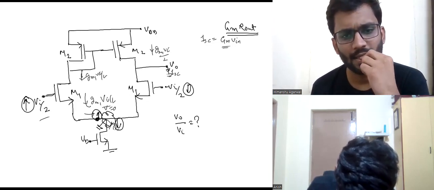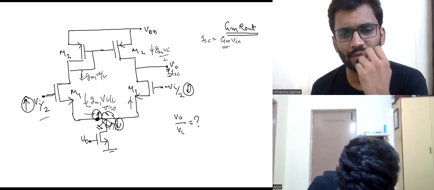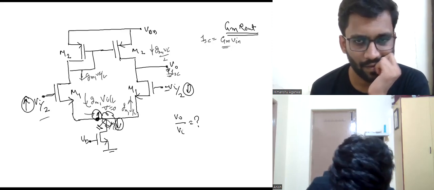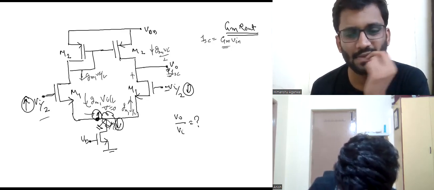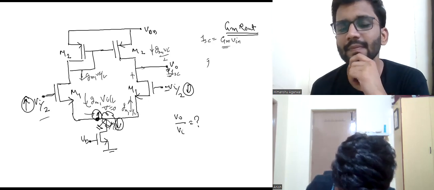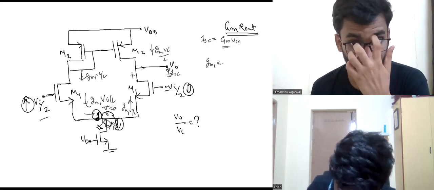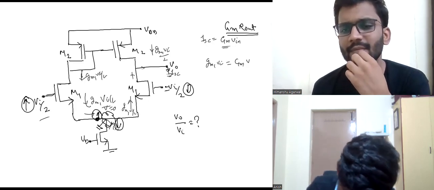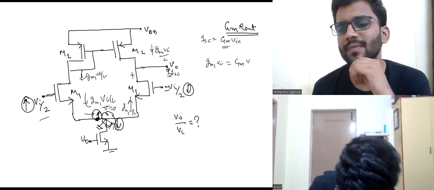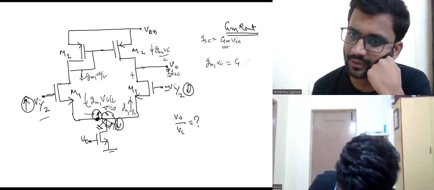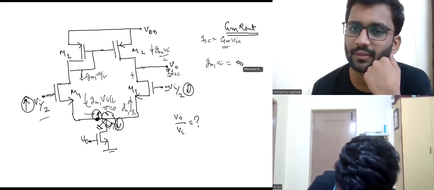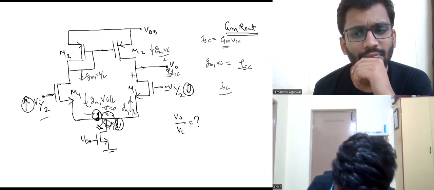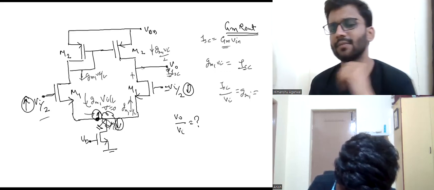Here also some current will flow, which is gm1 Vi by 2, because this is a negative sign, so the current will be in the opposite direction. Hence, two currents are adding up to ISC. So the overall current will be gm1 Vi. This is the ISC, so basically ISC by Vi is equal to gm1. The overall gm is gm1.